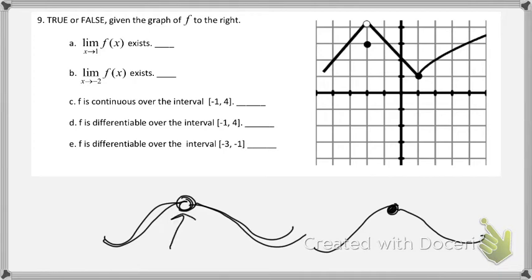Here at this spot, the limit exists, but it's not continuous. At this spot, the limit also exists, and it's continuous, okay? That's the difference. Differentiable means it's smooth and curvy, no sharp points.